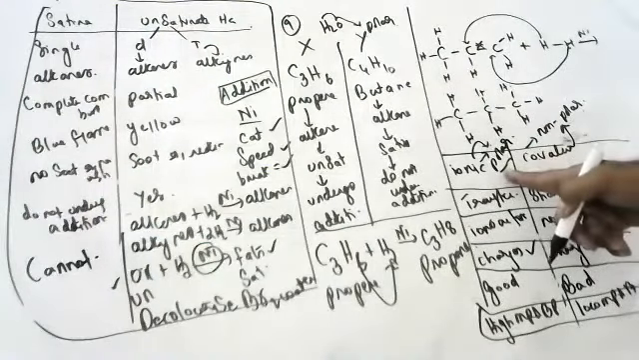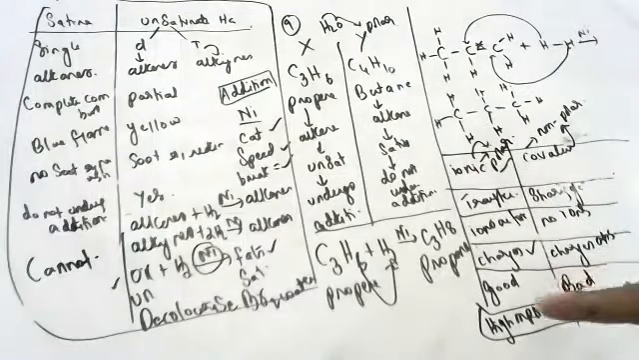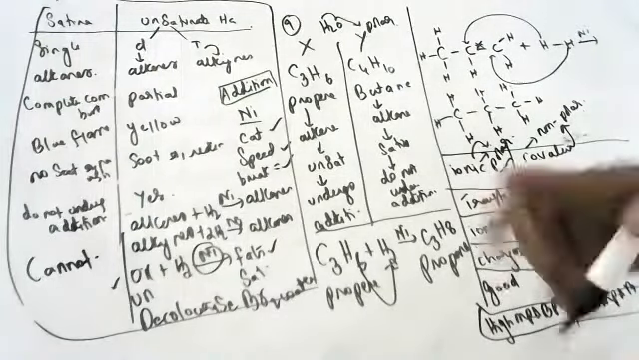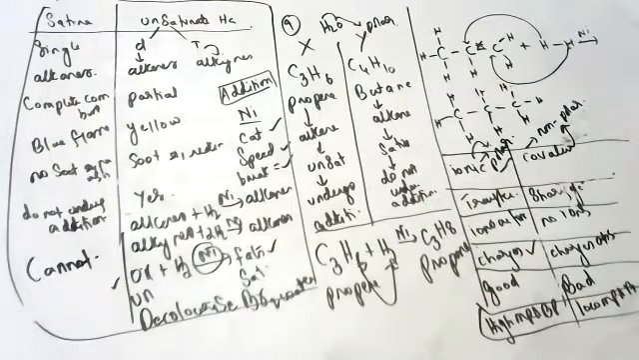What is polar? Because they have charge. Ammonia is polar. Carbon dioxide is non-polar. Why? Due to the difference in electronegativity, polarity is observed.